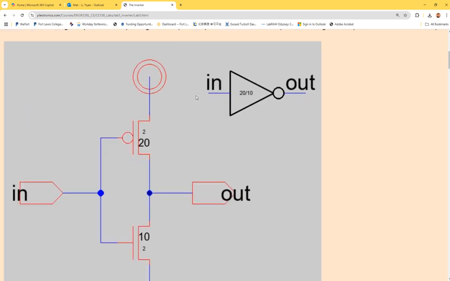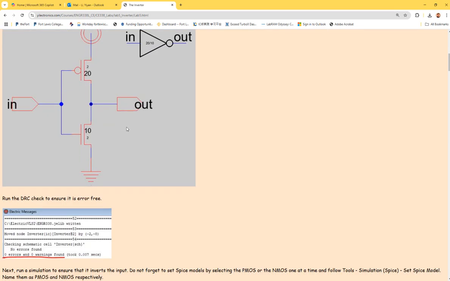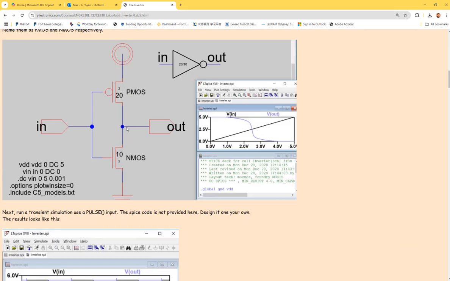Because we consider that the length for the PMOS and NMOS are the same, which is 2 lambda, the minimum length. That's one thing you need to know.